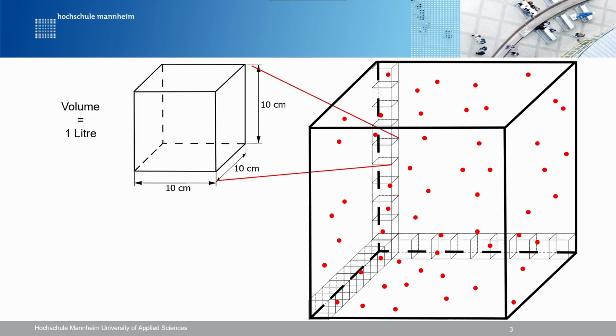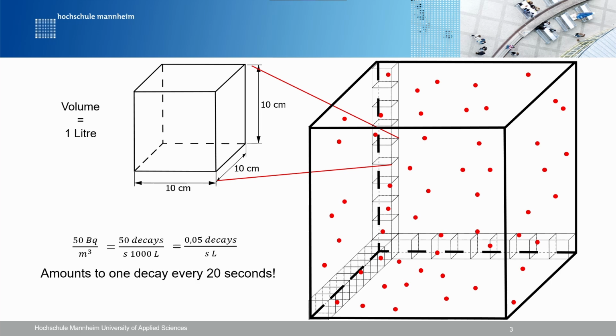Let us generously assume that the Gamma Scout would detect all alpha particles within a cubic air volume with edges of 10 centimeters in front of the tube. This air volume precisely equals 1 liter of volume. As there are 50 decays in a volume of 1 cubic meter, which equals 1000 liters, we have 50 decays per 1000 liters per second. In 1 liter, there are one thousandth of 50 decays per second, which is 0.05 decays per second, or 1 decay in 20 seconds on average.